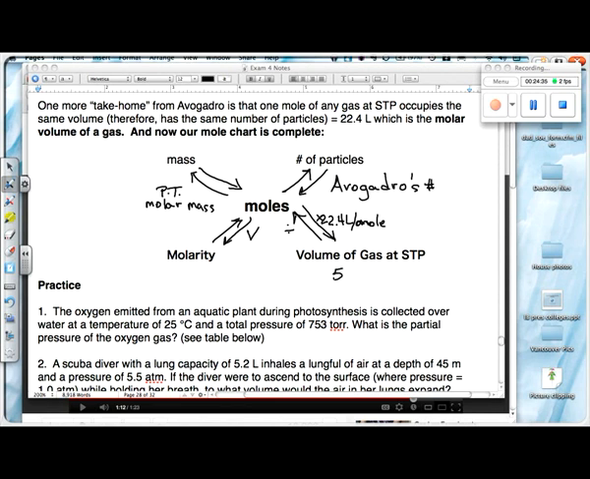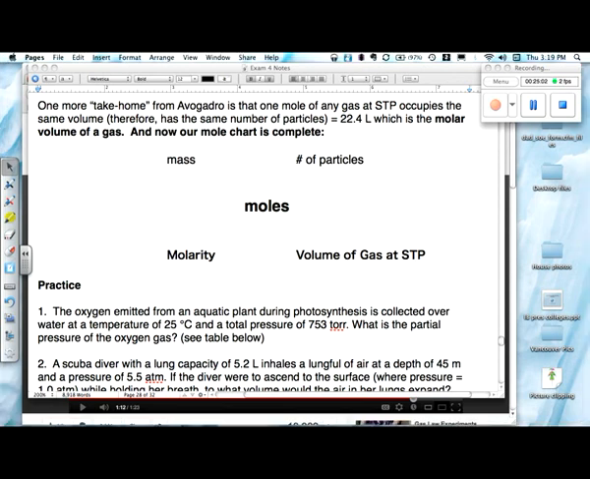So if I had 5 liters and I wanted to know how many moles it is, yes, we are going to do stoichiometry. Then all I have to do is say 5 liters times 1 mole over 22.4 liters. So I divide by the molar volume. So now we're going to put these simple gas laws, Dalton's law of partial pressure, and the molar volume of a gas into practice.